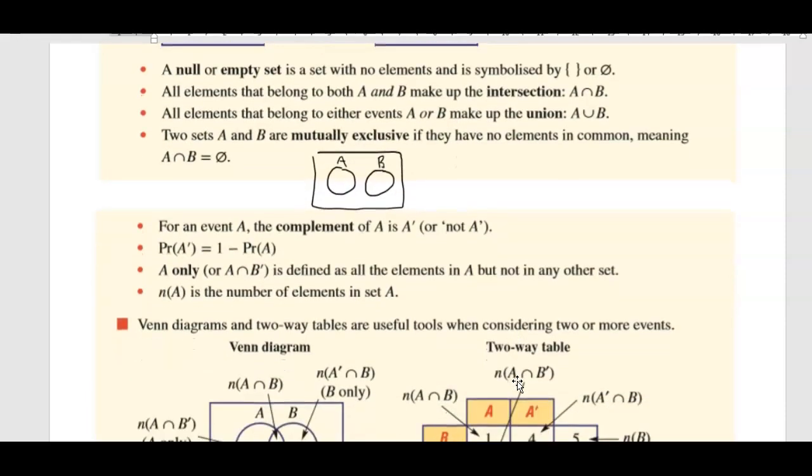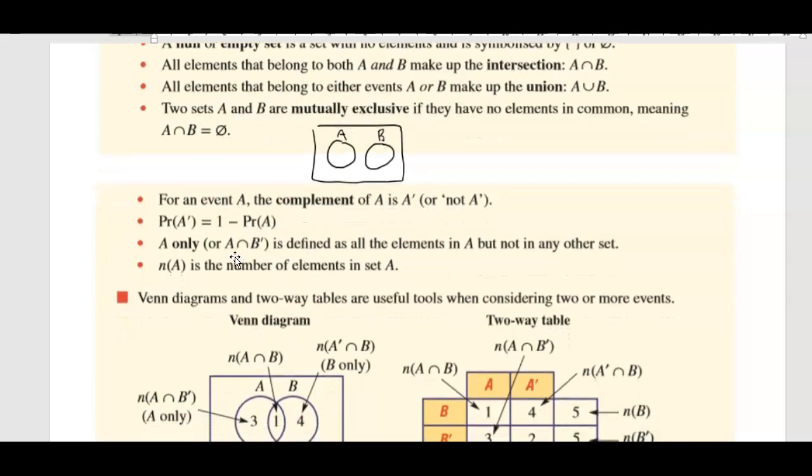For an event A, the complement of A is A dash or not A. Okay, so complement is just what adds to it to make up to 1. So remember that all probabilities add to 1. So if A was 0.6, then not A would be 0.4. And that's what the next one is saying. So the probability of not A is 1 minus the probability of A, because the two of them together add up to 1.